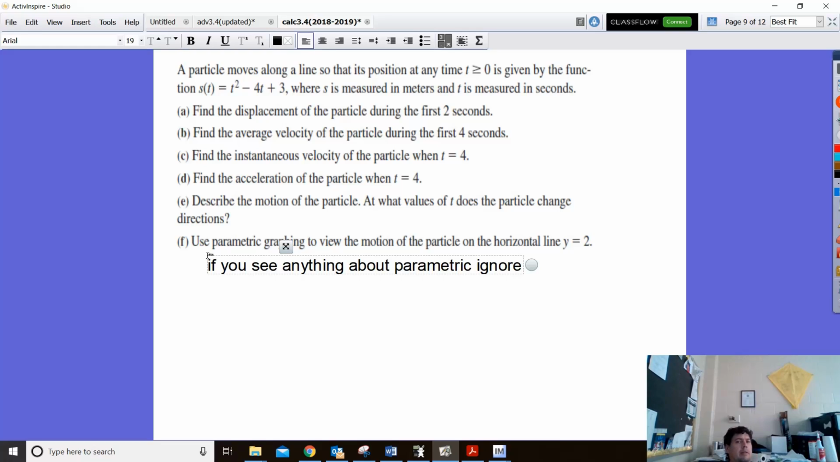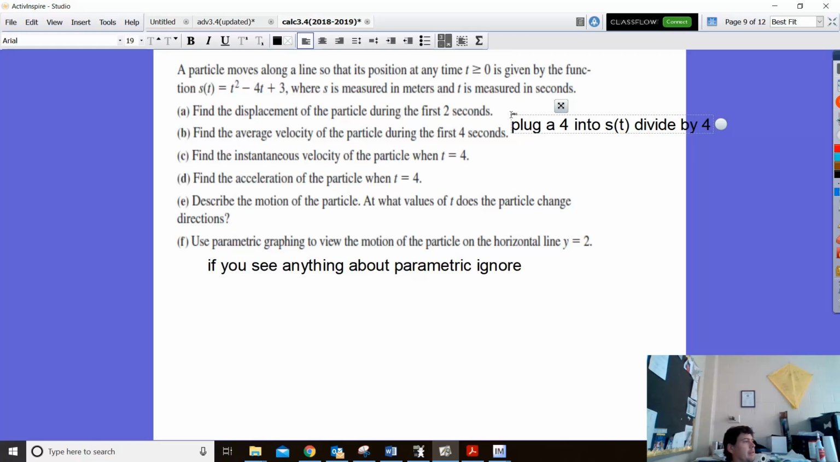No. I don't really want to spend a whole lot of time doing this thing, but what you're supposed to do is plug a 4 into S of t, and then divide by 4. Because you're finding the average velocity that happened there. So if it says the displacement after 4 seconds is 25 feet, then the average velocity to get you there would be 25 over 4.